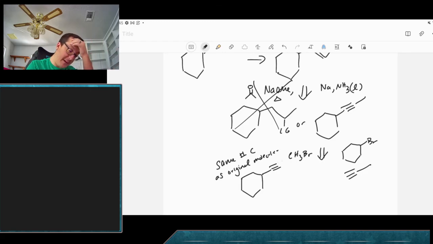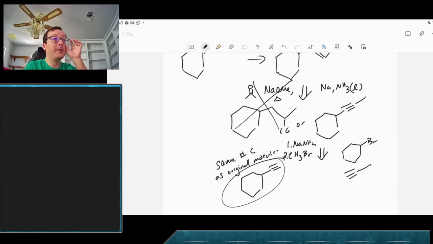So this is going to be the better pathway. And so we'll just need to first do NaNH2. Second step, methyl bromide. So remember, always try and choose the ones that are more similar to your original things.